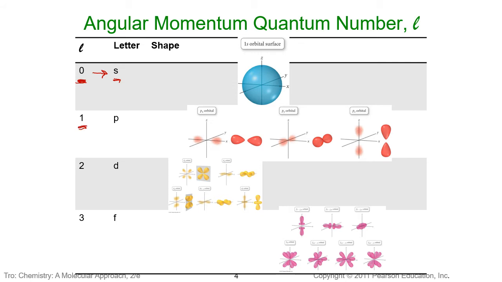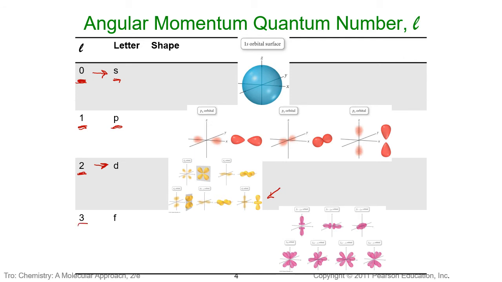If l has a value of 1, we call that the p orbital, and that is related to the last 6 columns on the periodic table, and the shape is like 2 balloons tied at the knots. If l is 2, that is the d orbital. The d orbital is where the transition metals are found on the periodic table, so the middle 10 columns of the periodic table, and most of them have shapes like 4 balloons tied at the knot. We do have this one shape that has a toroid, like a donut, around the middle.